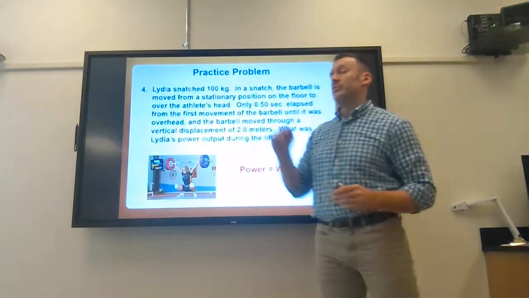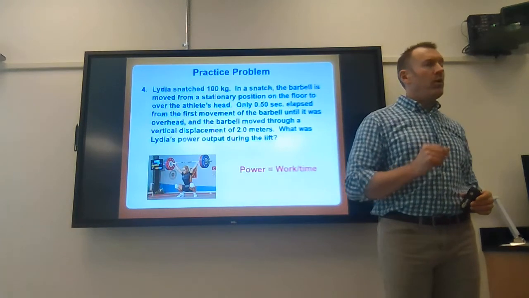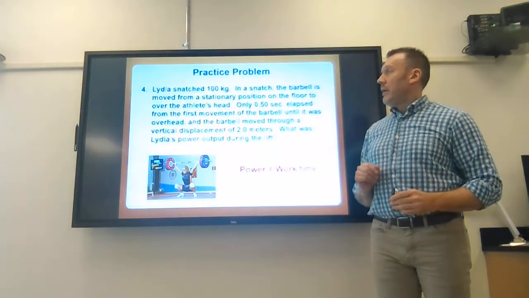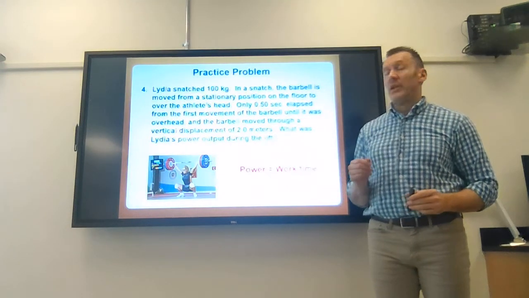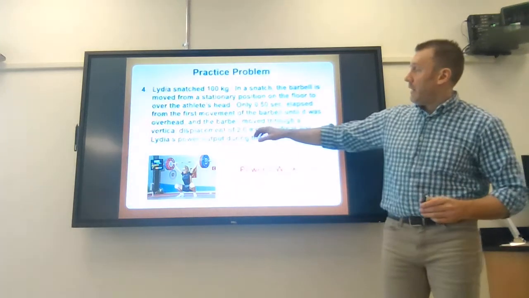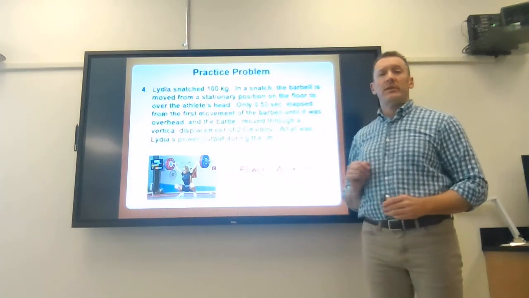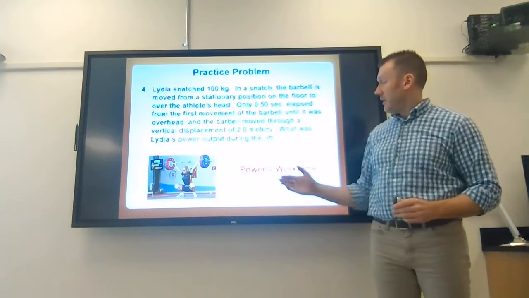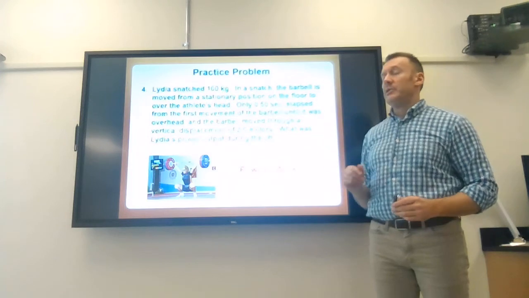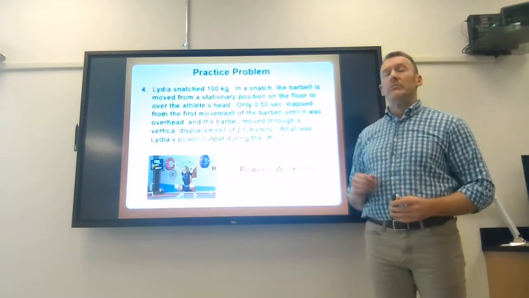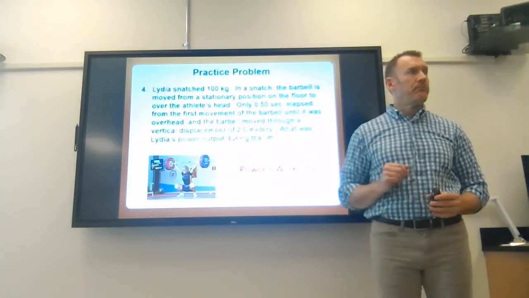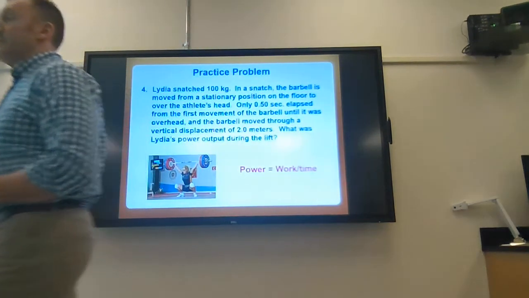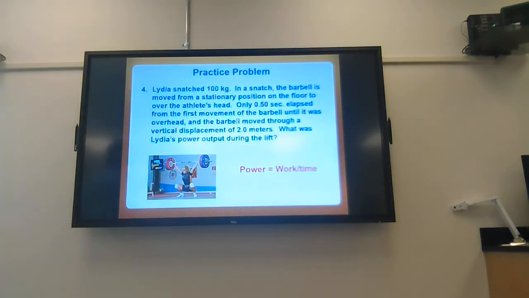So mass multiplied by 9.81 to get your force. And then to get work, you multiply your force by 2 meters. Then you divide the amount of work by the time it took to do the work, so that's 0.5 seconds. The units for power are watts, mechanical watts.